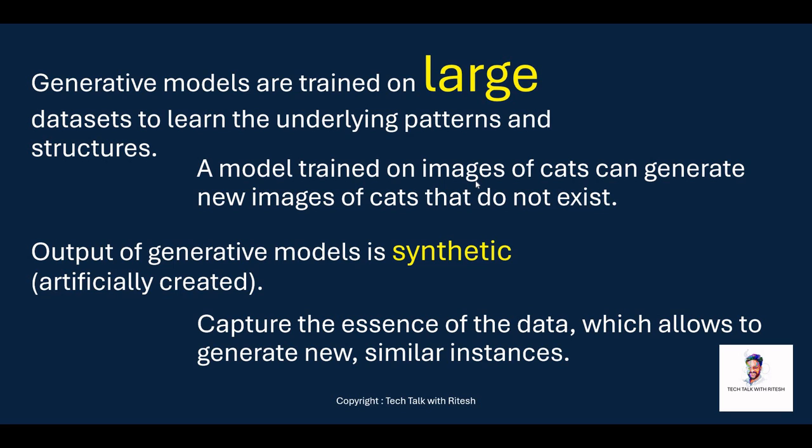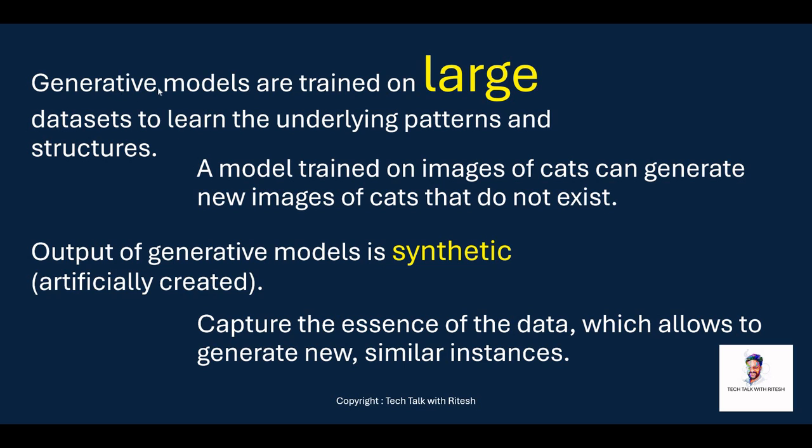A model trained on images of cats can generate new images of cats that do not exist. So it means it's always new. The output of a generative data model is synthetic because of course it is artificially created. It captures the essence of the data. So whatever input we provide, it captures the essence of that raw data, which allows it to generate new similar instances. It will capture the essence of the data which we are training on, and when we are inputting something, it will use that data to generate new similar instances.